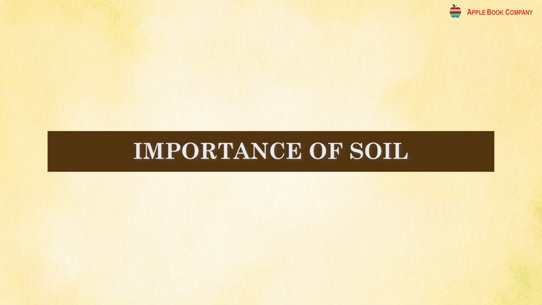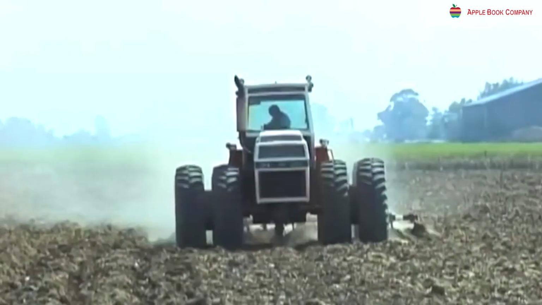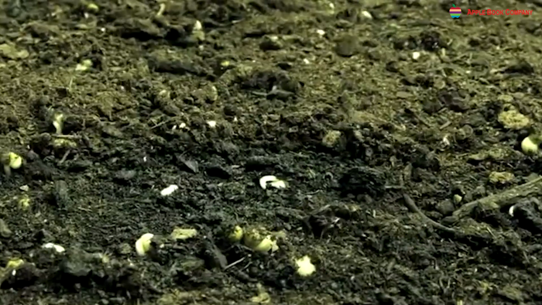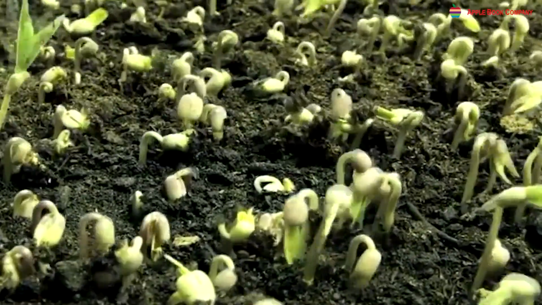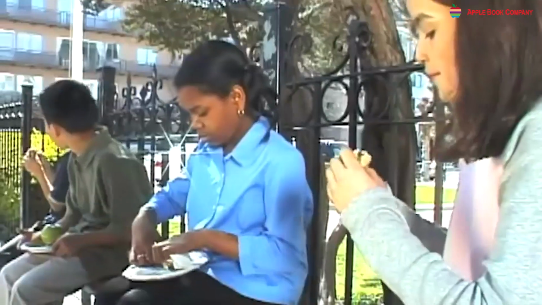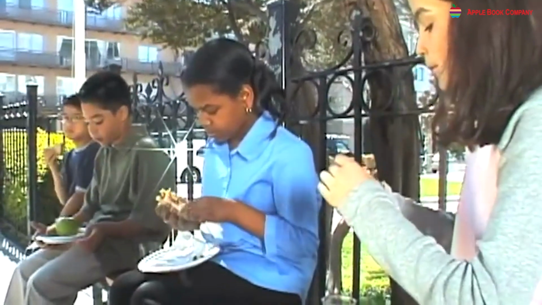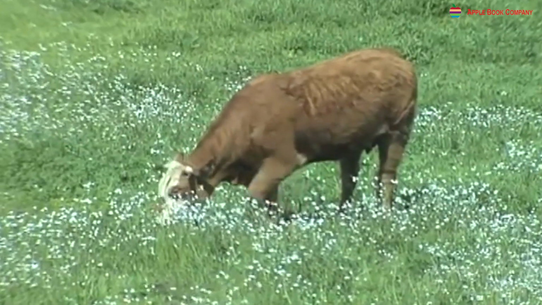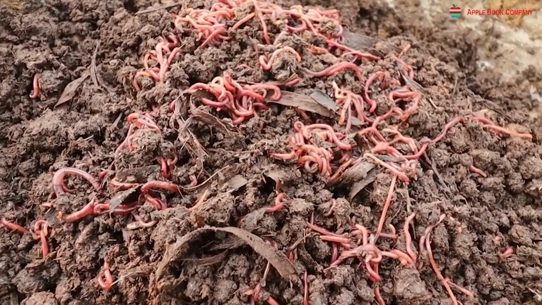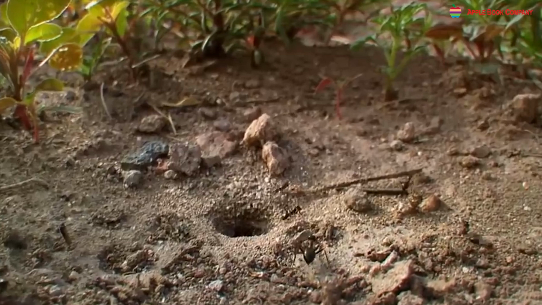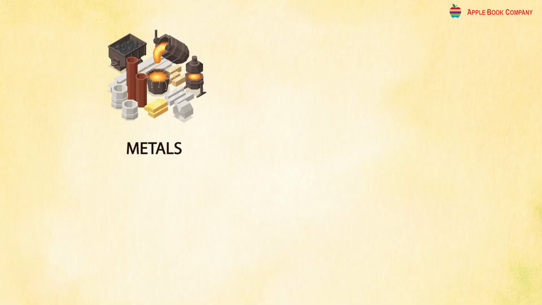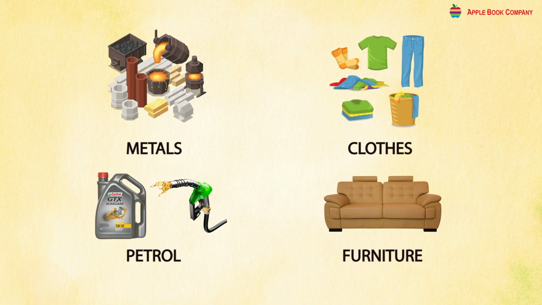Importance of soil. Soil is important for all living things. Plants take water and minerals from the soil to grow and make food. Humans and all other animals depend on the food made by plants. Some animals, such as earthworms and ants, make their home in the soil. Almost everything that we use in our homes comes from soil or from the plants that grow in the soil. We depend on the soil for metals, clothes, petrol, furniture, and a number of other things around us.